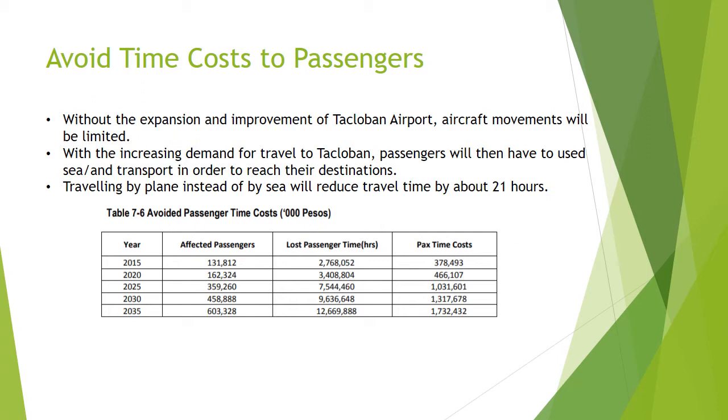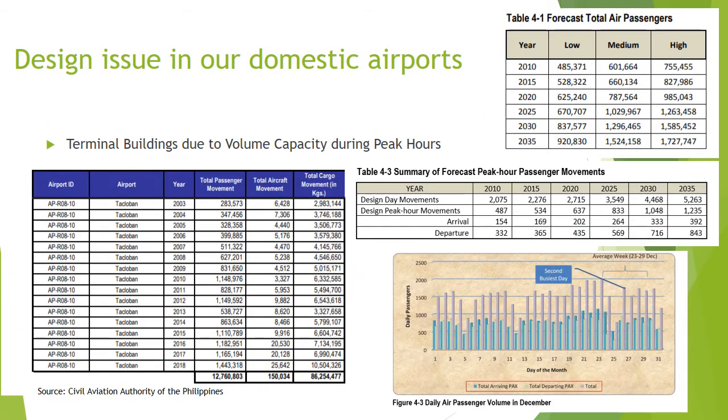Without the expansion and improvement of Tacloban Airport, aircraft movements will be limited. With the current increasing demand of tourists to Tacloban, passengers will have to use sea transport to reach their destinations. Listed on the table is the data of affected passengers. Traveling by plane instead of by sea will reduce travel time by about 21. The table shows the terminal building due to volume capacity during peak hours.